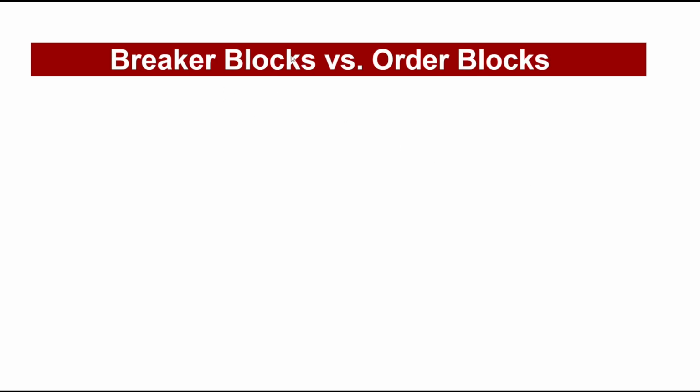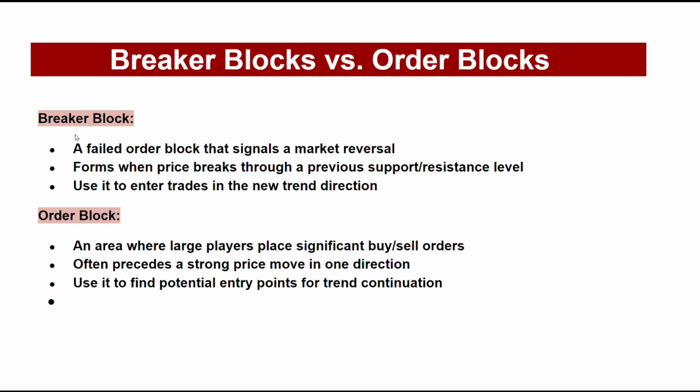So breaker blocks versus order blocks. This is a very big misconception that people have, that some breaker blocks are order blocks and some order blocks are breaker blocks, so we'll get into it. A breaker block is a failed order block, which is obviously signaling a market reversal. This forms when price breaks through the previous support and resistance level and closes above an order block, and we use it to enter trades in a new trend direction, not the current trend direction, which is what order blocks are for. We use those to find potential entry points for trend continuation.